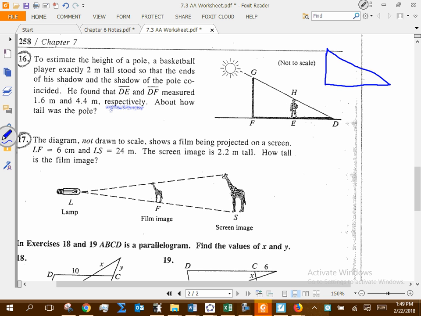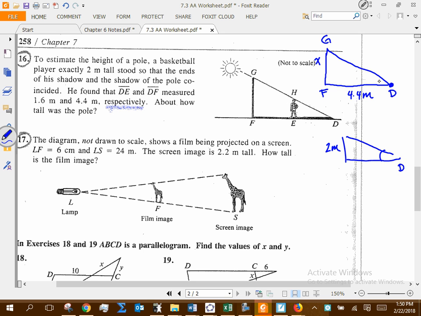If I look at this, though, I'm going to look at that triangle there as G to F to D. Okay, so this is the height of the flag pole, or basketball pole, I guess. Yeah, height of a pole. That's what we're looking for. It says then that the basketball pole is casting a shadow of 4.4 meters, right? Now, this triangle is the height of the man, which says he's 2 meters.